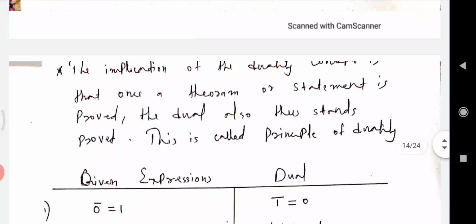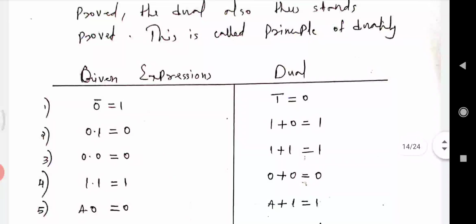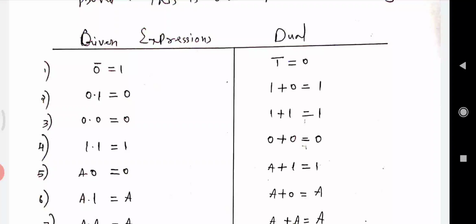The implication of duality is that once a theorem or statement is proved, the dual also stands proved. This is called the principle of duality. Some of the examples are given below. The expression 0 bar equal to 1. The dual is 1 bar equal to 0.